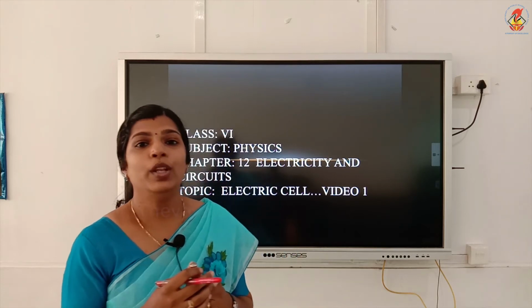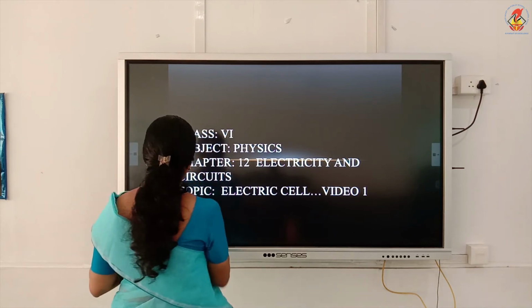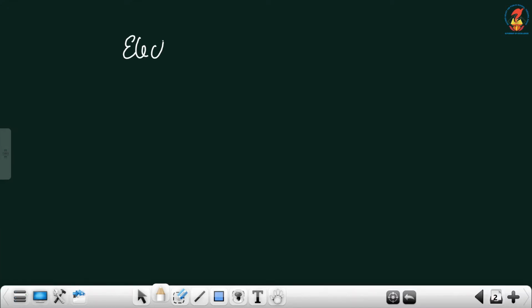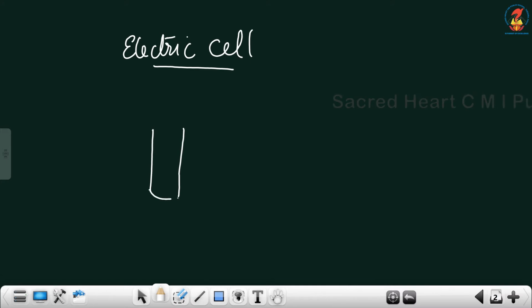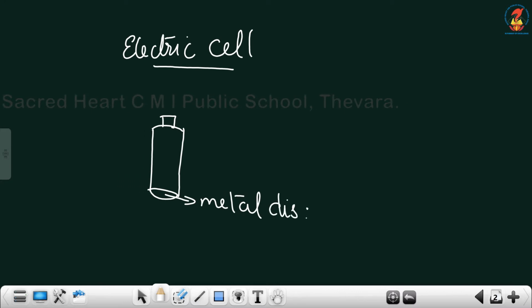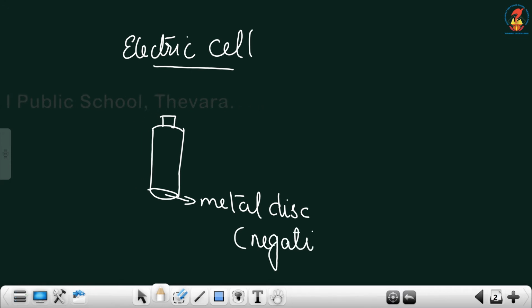Now, how will you represent a cell? Normally, we will represent a cell like this. I will draw the diagram of an electric cell, which you have to draw in your notebook. This one is a metal disc. This acts as the negative terminal.